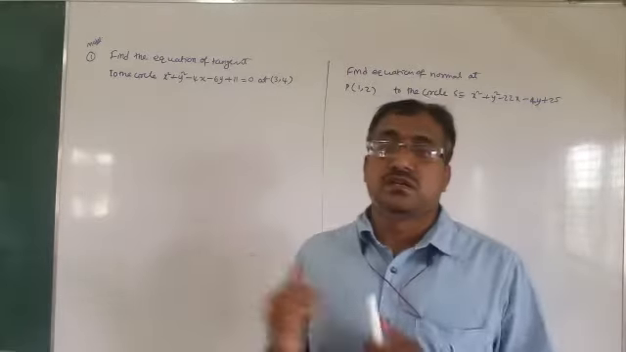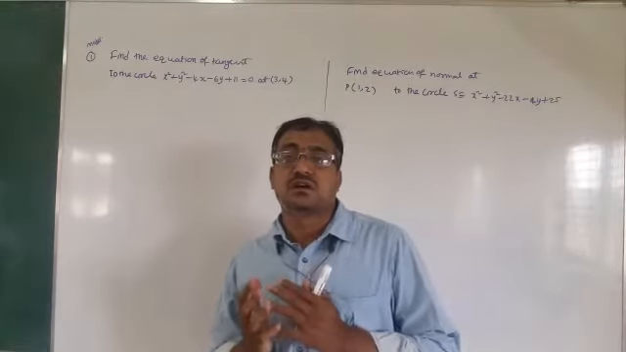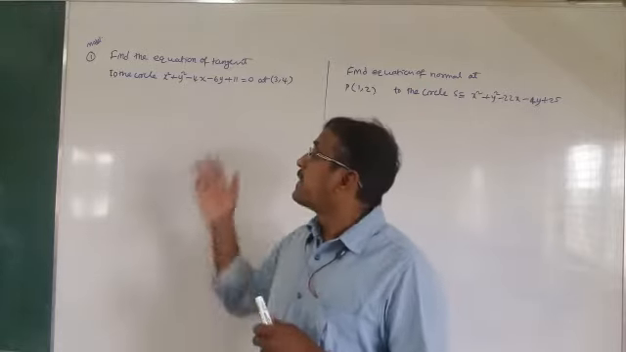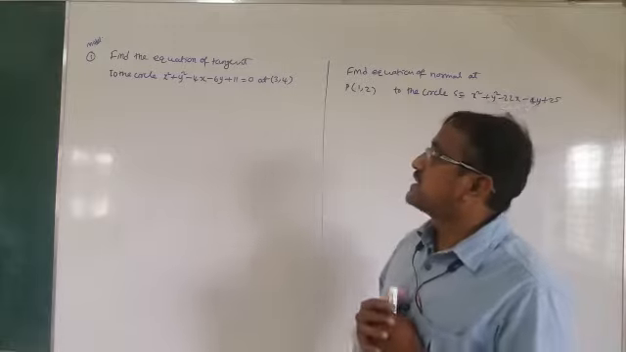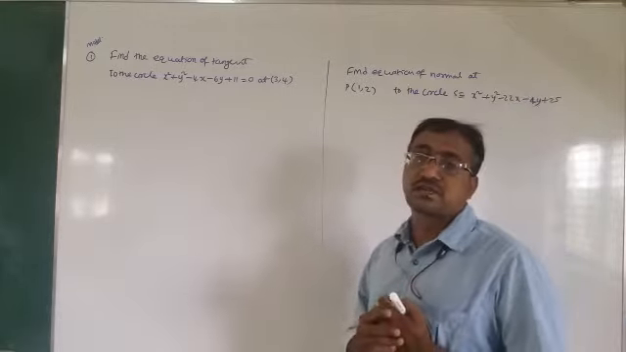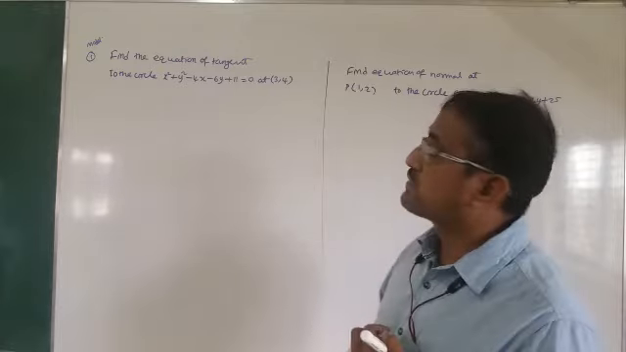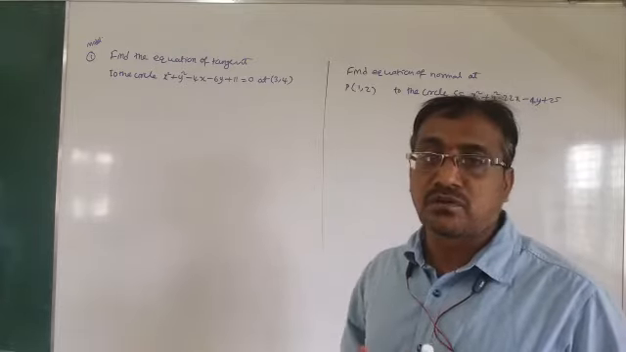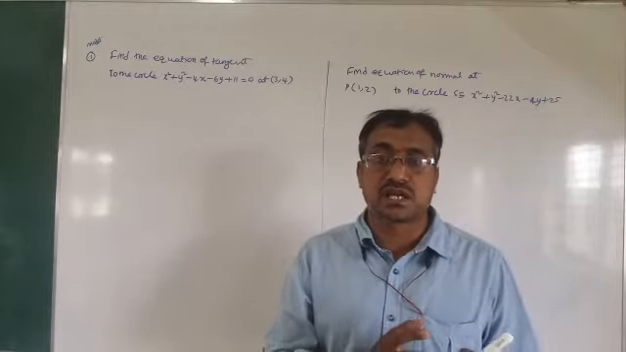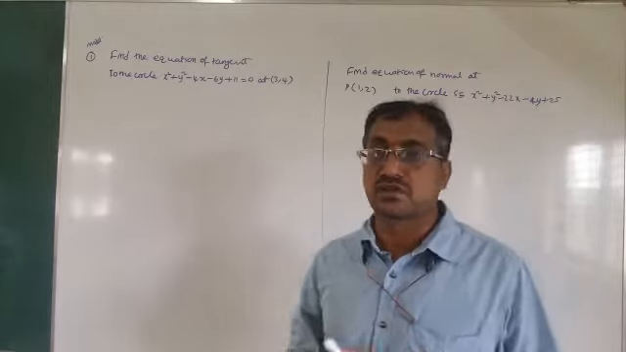Now let us see some problems of the topics covered in previous classes. Find the equation of tangent to the circle x square plus y square minus 4x minus 6y plus 11 equal to 0 at 3, 4. The equation of tangent at any point on the circle is S1 is equal to 0.